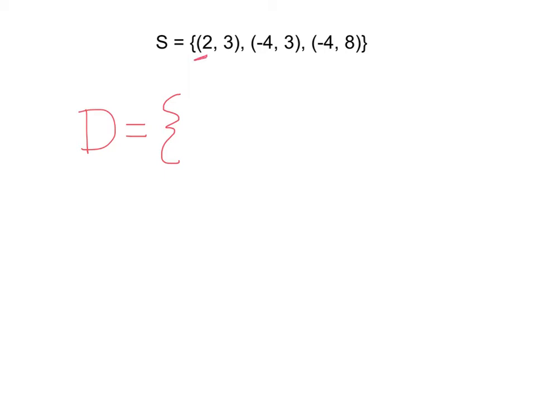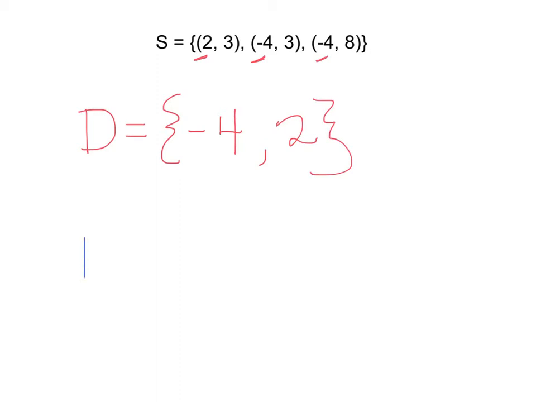Domain is the x's, and for my x's, I've got a 2, a -4, and a -4. We want to list this least to greatest. We don't want to repeat. So I'm only going to write that -4 once, even though there's two of them, and then I'm going to write the +2. So what I've done is I've listed them least to greatest and I have not repeated.